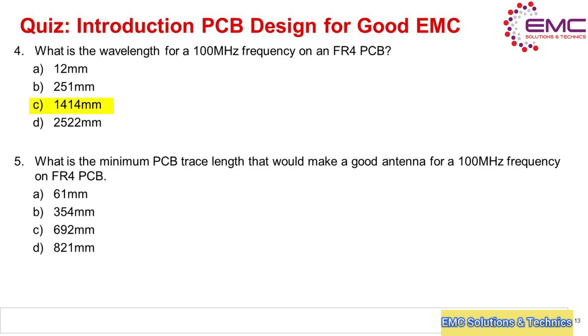The correct answer is C, 1,414 millimeters. To make this calculation, first calculate the velocity by dividing 300 million meters per second by the square root of the dielectric coefficient of the PCB. In this case, the PCB is FR4 and it has a dielectric coefficient of 4.5. The velocity in this case is 1.414 times 10 to the 8th meters per second. The velocity is then divided by the frequency of the waveform to find the wavelength, which is 1,414 millimeters in this case.